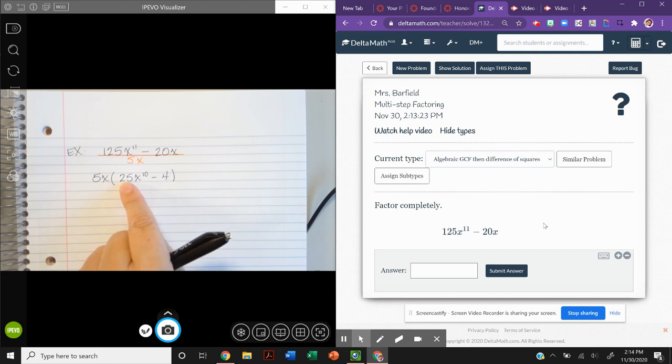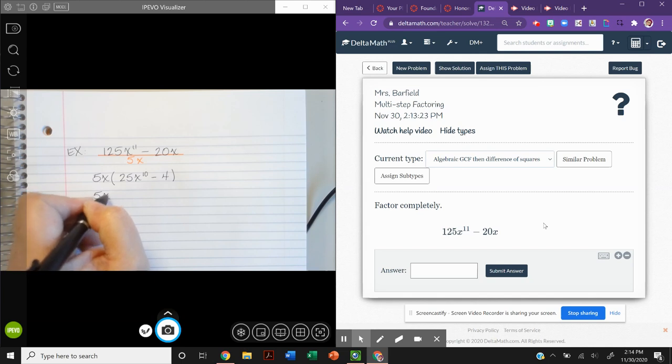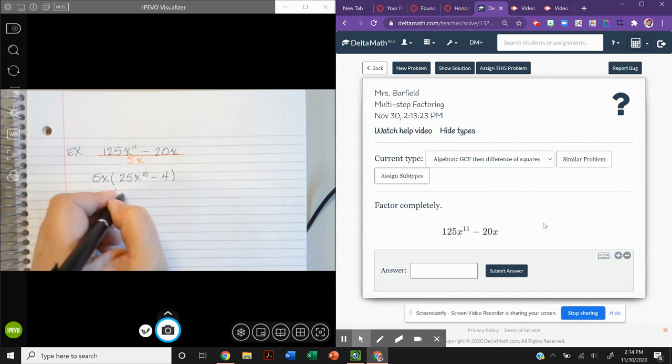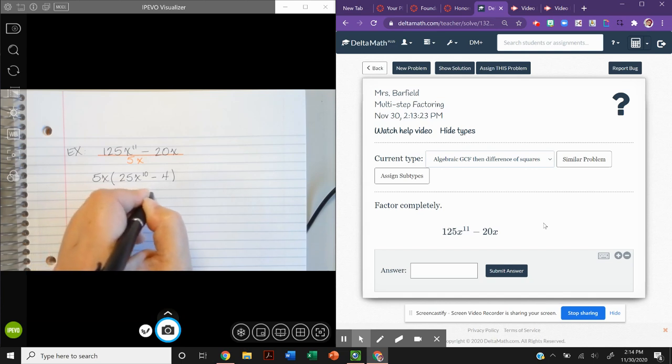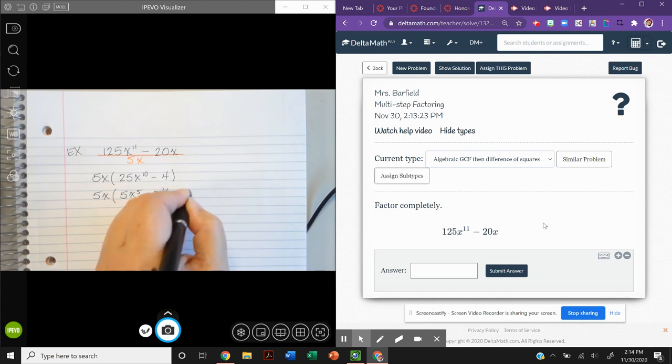25, the square root of 25 is 5. Square root of 4 is 2. And I have even exponents. So I'm going to take 5x, parentheses, because remember my GCF follows every step. 5x to the fifth minus 2. And then 5x to the fifth plus 2.